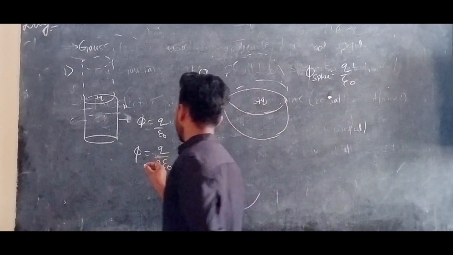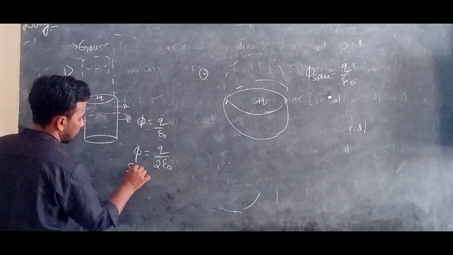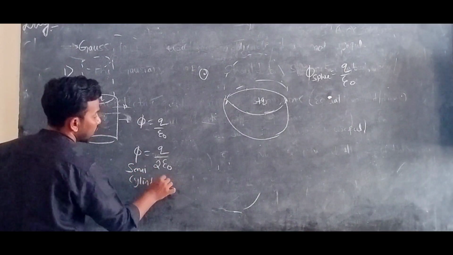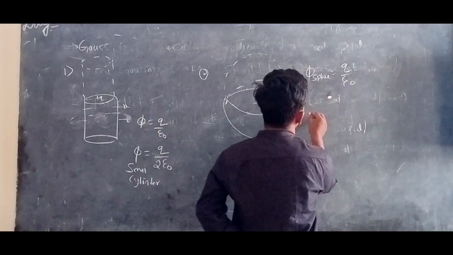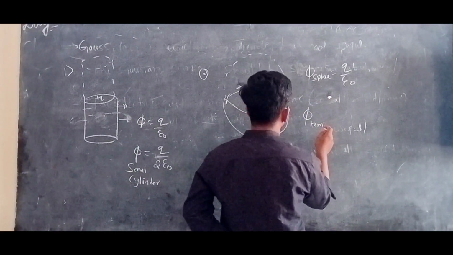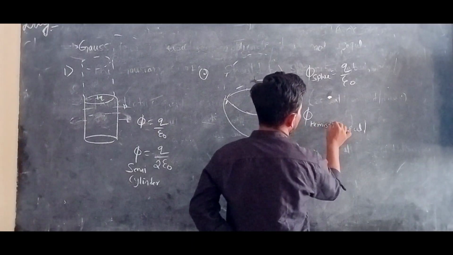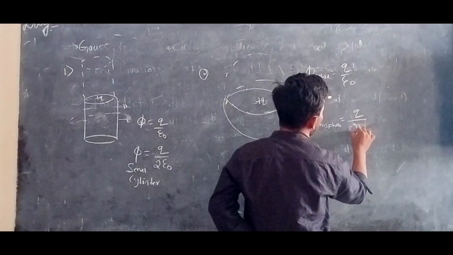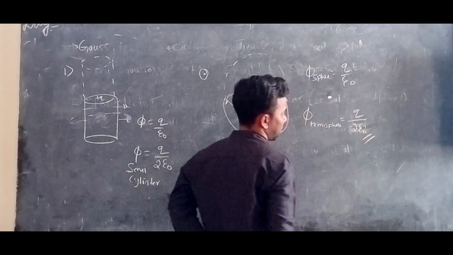This is like the hemisphere. This is called a semi-cylinder. For the hemisphere, what is the electric flux? Q by 2 epsilon naught.